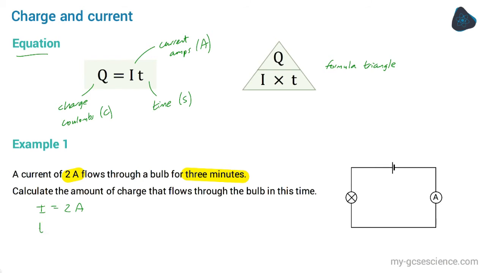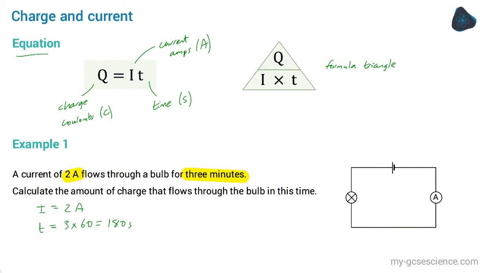Now for the time, it's slightly more complicated because, as you can see from the above equation, the time has to be in seconds, but it's not a big deal to convert 3 minutes into seconds. So we'll just multiply 3 times 60 to give 180 seconds.